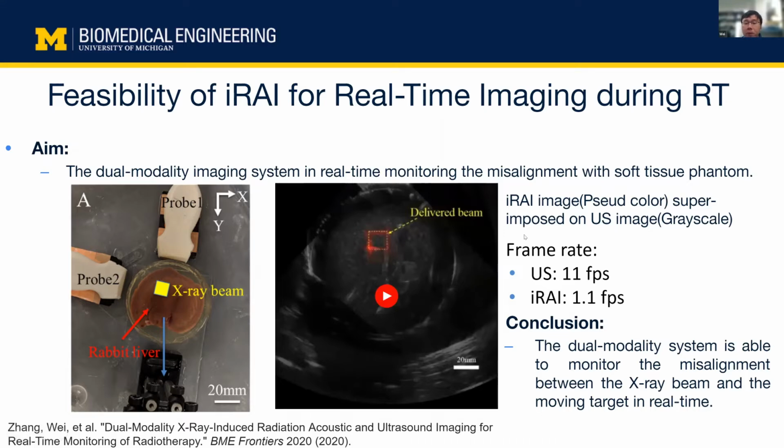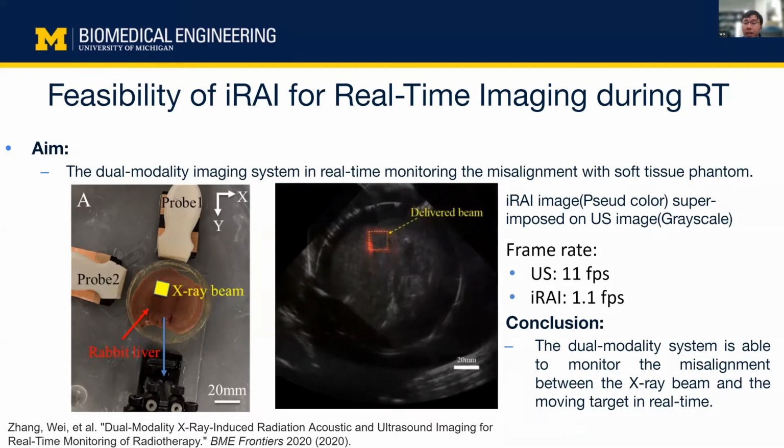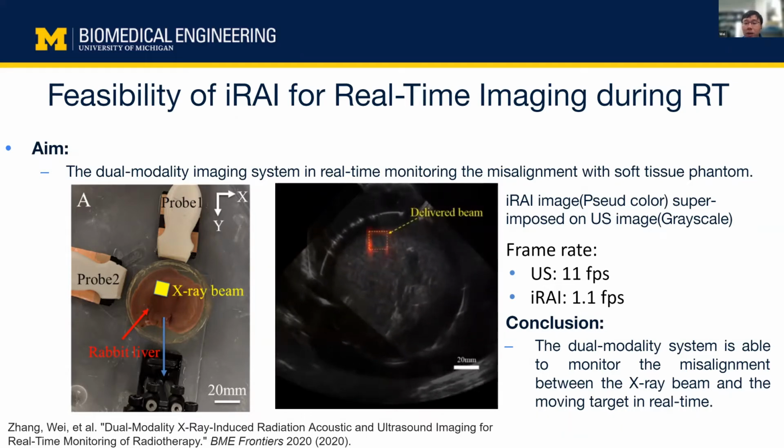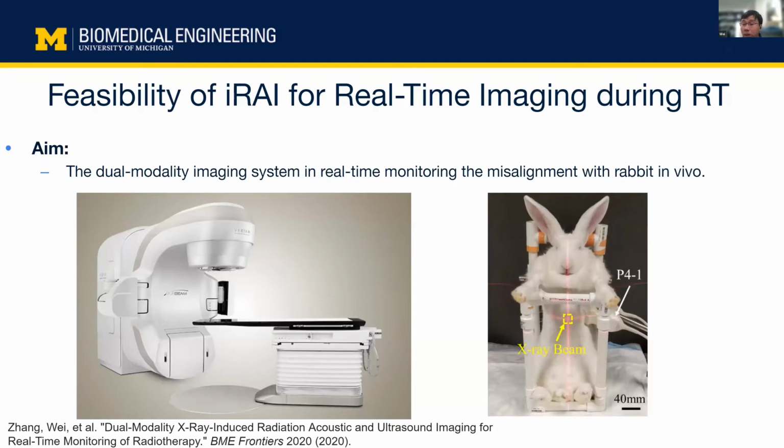So the in vitro study demonstrates the feasibility, but for further clinical translation, we still need to show an in vivo result. So in order to further demonstrate this concept, we perform an in vivo study with a rabbit and have the radiation generated from a linear accelerator directly hit the rabbit liver. And we have 2 transducers here. One transducer is for iRAI acquisition. Another transducer is for ultrasound image. We are combining 2 transducers so that we can fuse 2 images together.